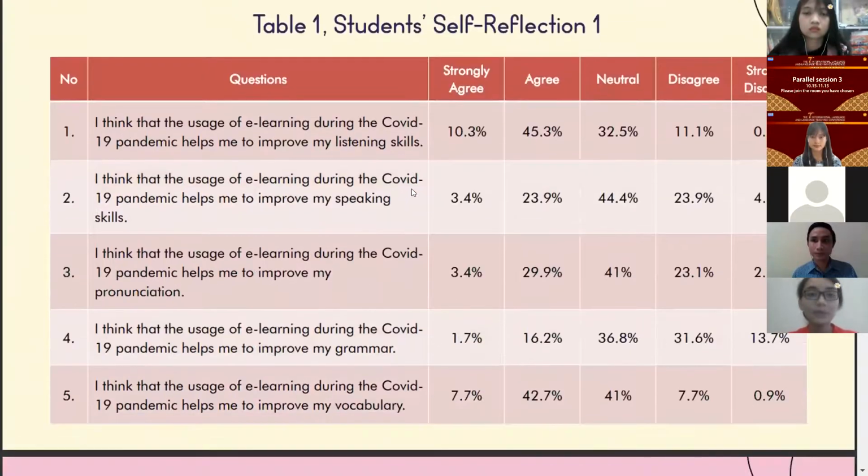Here, table 1 illustrates that most respondents in the study agreed that the use of e-learning during the COVID-19 pandemic helped them to improve their listening skills. The students also thought that e-learning during this condition could improve their speaking skills. From table 1, the researchers concluded that the students believed that e-learning might improve their listening and speaking skills, and then pronunciation, grammar, and vocabulary.